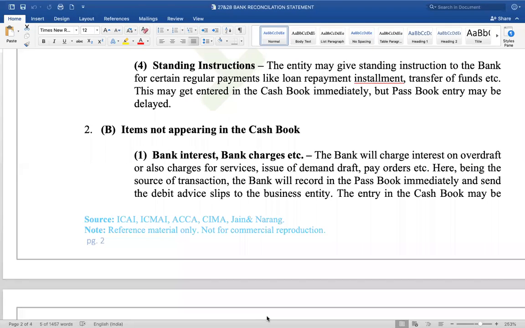That's standing instruction. So in that case, what happens? The cash book balance shows less, but the passbook will not be changing. It is same, which means it is more than the cash book, until the amount is reduced. Okay, clear?